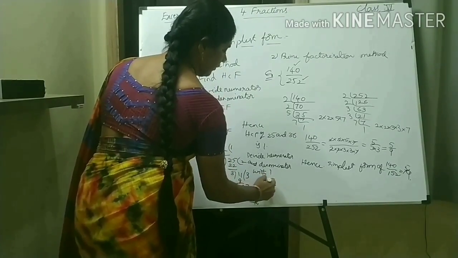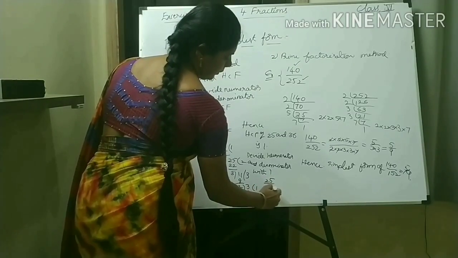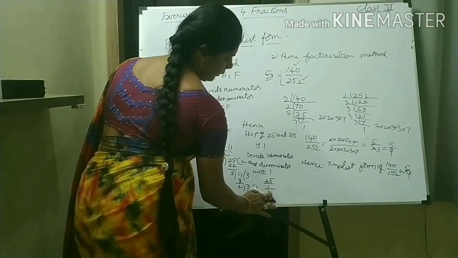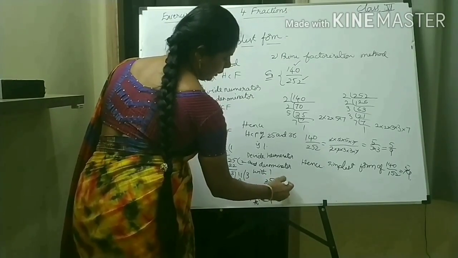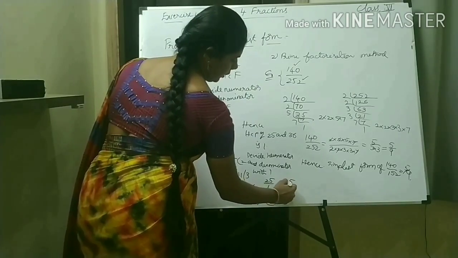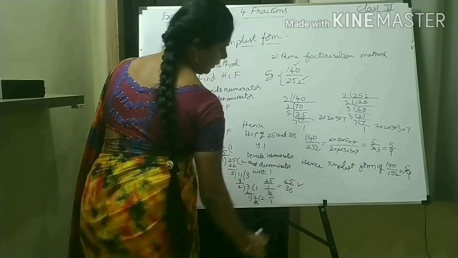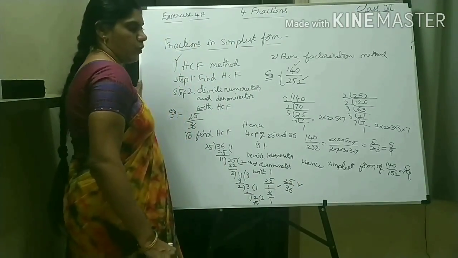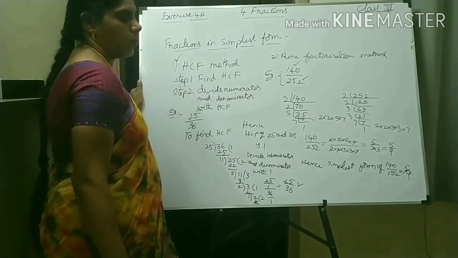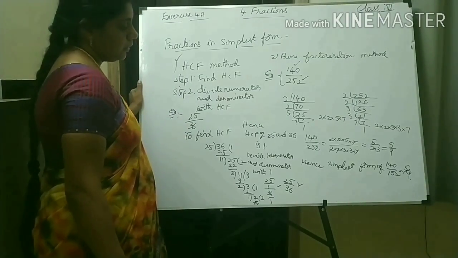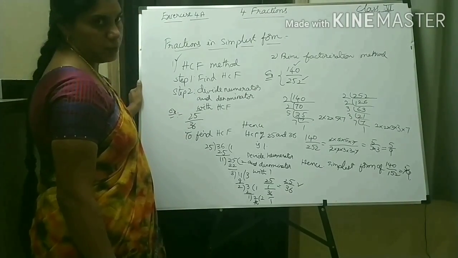See, 25 by 1 and 36 by 1. You divide by 1, you will get that number only. So you are getting 25 by 36. This is the simplest form. There is no common factor for both numerator and denominator.